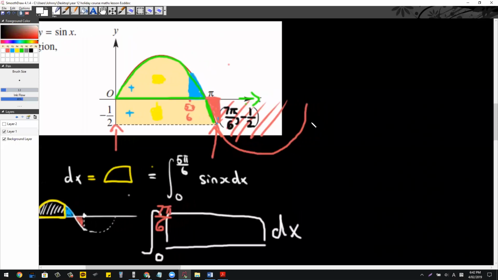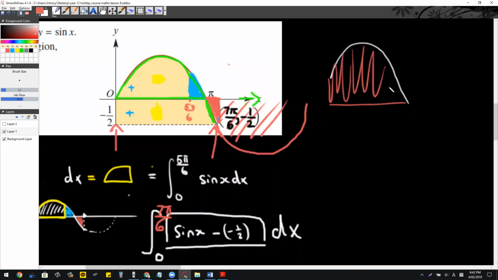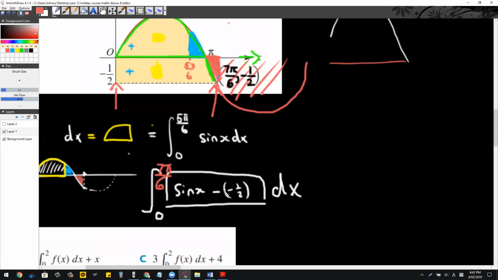Okay, so I'm going to reveal the answer. The answer is, I think, just the sine of x minus negative half. So that's another function. So you're calculating the area between this function and this function. See, you subtract that from this, then you find all the area here. And remember, the area between two curves is never negative as long as you do upper function minus lower function. Okay, so that's the answer.